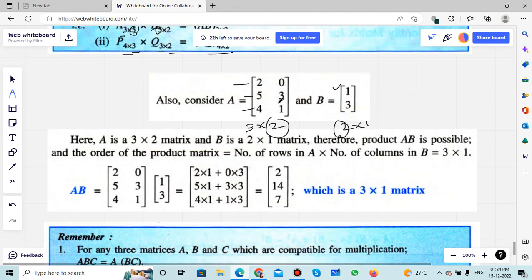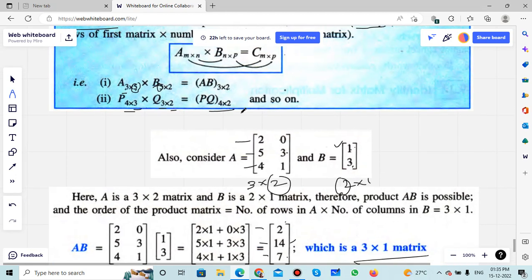You can multiply and see. 2 into 1 is 2, 0 into 3 is 0, so 2 plus 0 is 2 only. Then 5 into 1 is 5, and 3 into 3 is 9, so 5 plus 9 is 14. 4 into 1 is 4, and 3 into 1 is 3, so 7. So what do we get? The rows are 1, 2, 3 and the column is 1, so the result is 3 by 1.